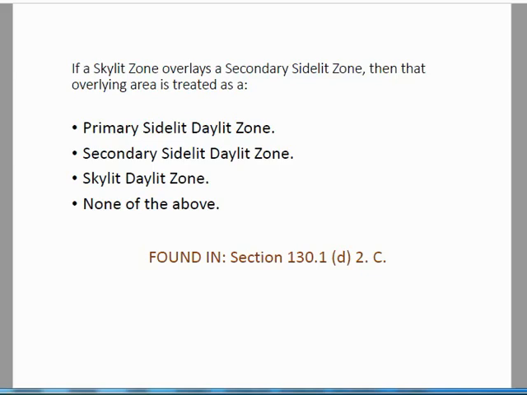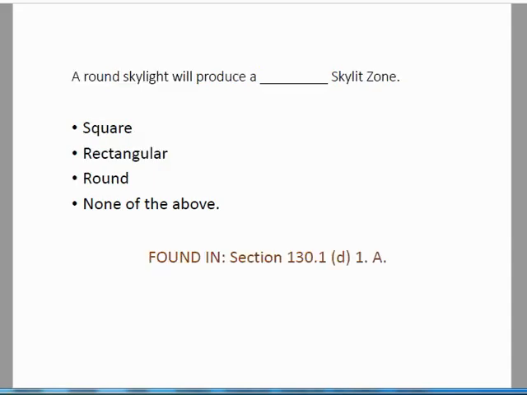This one you'll find also in Section 130.1 D2 Charlie, and the answer is skylit trumps side-lit, and secondary side-lit is trumped by primary side-lit. So we have these orders of precedence. Also found in this section is the description of the size of a skylit zone. Will a round skylight produce a square skylit zone? Looking in this section, the answer is no. Round skylights produce round skylit zones, rectangular, rectangular, square, square, etc.